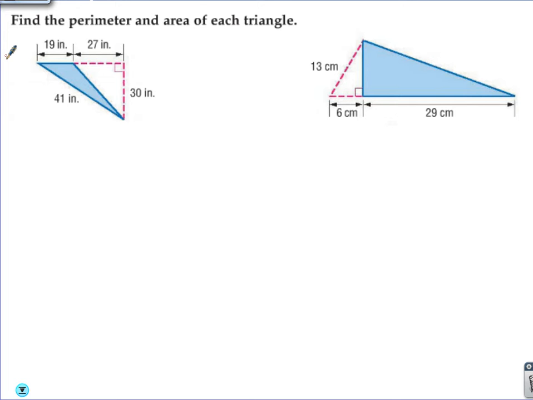Again, this one says find the perimeter. I do want to work these. Find the perimeter first. How are we going to do that? We'll just work one of these.